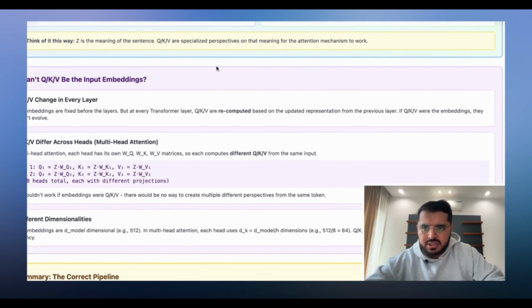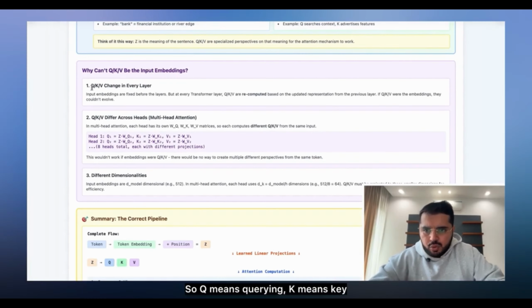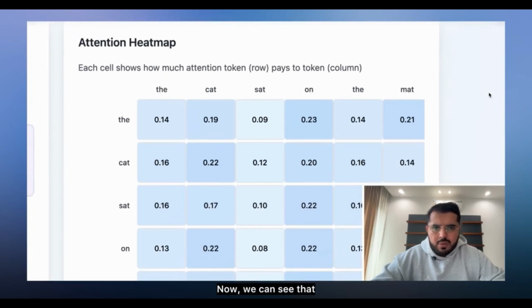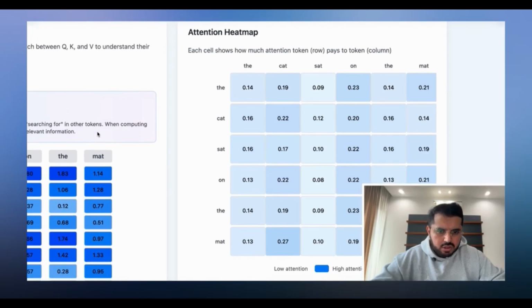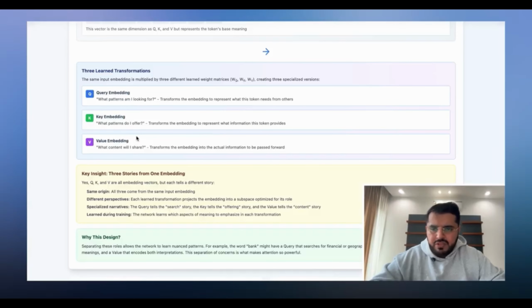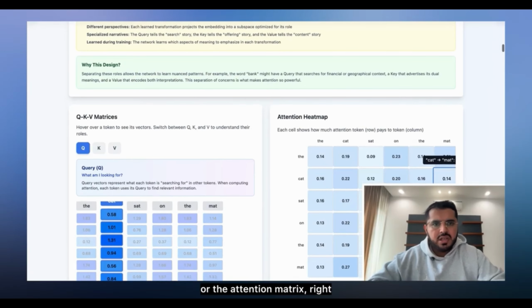There are three terms that lie in the quantification of this matrix: Q, K, and V, right? So Q means query, K means key, and V means value. Now we can see that between every two pairs of tokens, right? NC2, for every NC2 pairs, we have a score, right? We have something like a low score or a high score, right? And the score is varying. Now the score is normalized between 0 and 1. Query, key, and value will help us produce this matrix, the attention heat map or the attention matrix.